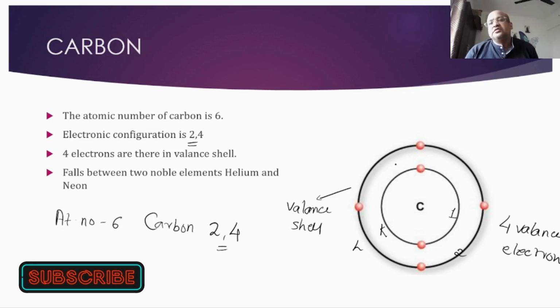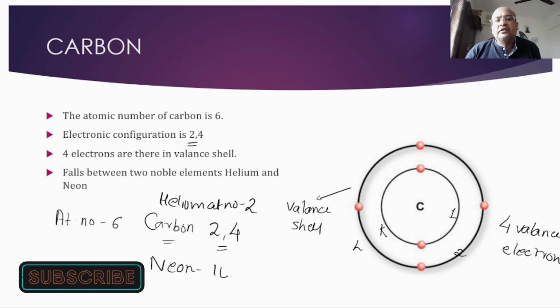Now, carbon falls between which 2 noble elements? Helium is one, which is at atomic number 2, and the other is neon, which is at atomic number 10. So carbon falls in between these 2 noble elements.